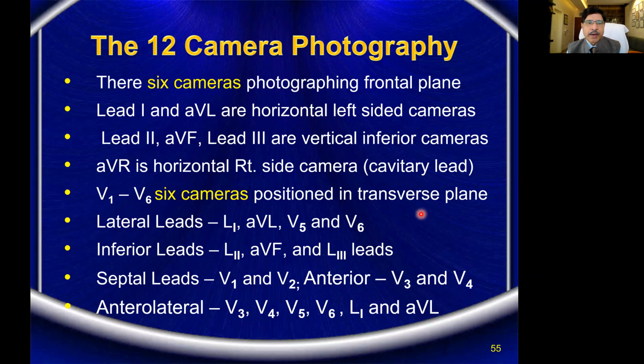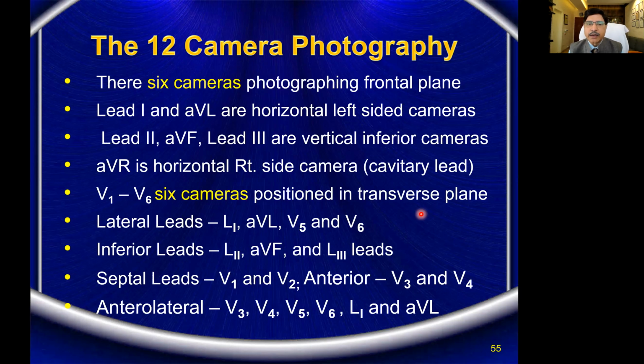V5 and V6 are lateral leads. From the limb leads, we know L1 and AVL are lateral leads. So anything happening in the lateral surface of the heart or left part of the heart will be shown to me in L1, AVL, V5, V6. Inferior leads are L2, AVF and L3. These are the inferior cameras. Septal leads are V1, V2. Anterior leads are V3, V4. And anterolateral means V3, V4, V5, V6, L1, AVL.